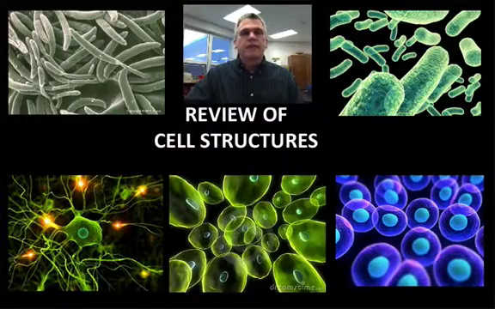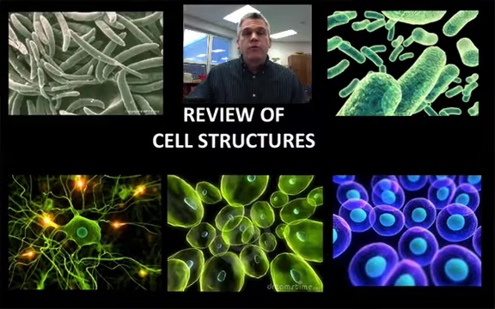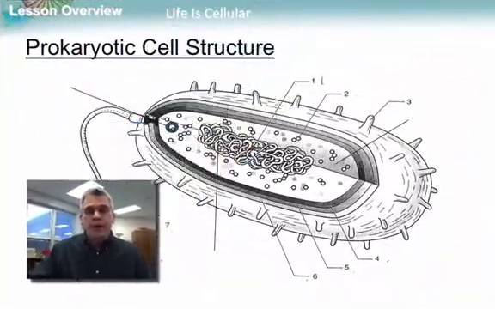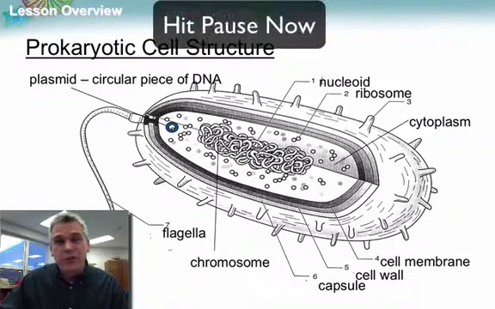Today we're going to take a look at the differences between a prokaryotic cell and a eukaryotic cell, and then we'll look at the differences between a plant and an animal cell. We're going to start off with a prokaryotic cell. I'm going to give you a chance to write the structures down. If you want to pause the video for a moment, you can, and then we'll start our tour.